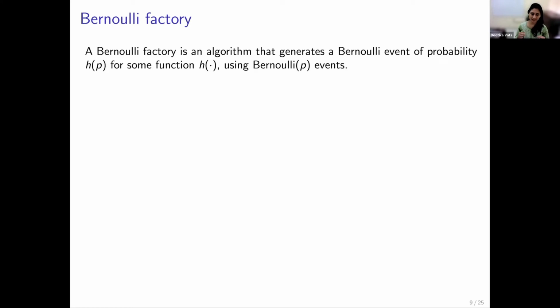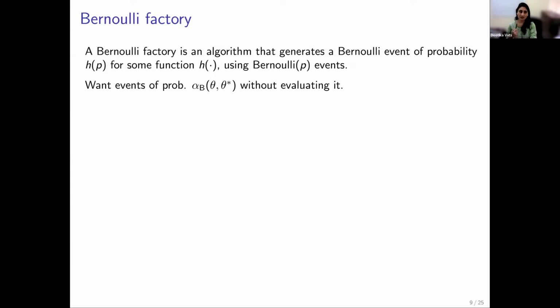A Bernoulli factory is an algorithm that generates a Bernoulli event of some probability h(p) for some function h. h is any function that basically takes inputs as probabilities and outputs a probability. But this h(p) Bernoulli event is only generated using Bernoulli p events. So you can think of it as a machinery that takes in a bunch of Bernoulli events of some probability p and spits out a Bernoulli event of probability h(p). Right? And it can take multiple inputs and give one output.